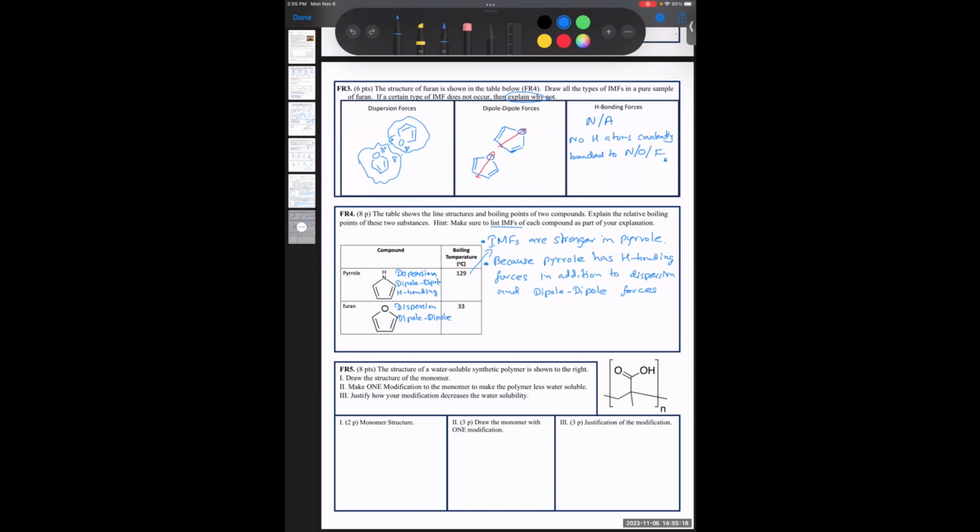All right, moving on to FR5, another 8-point question. The structure of a water-soluble synthetic polymer is shown to the right. Draw the structure of the monomer.